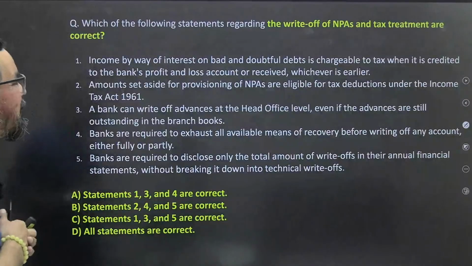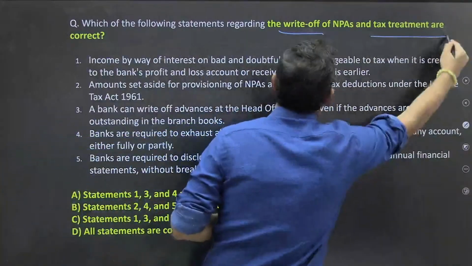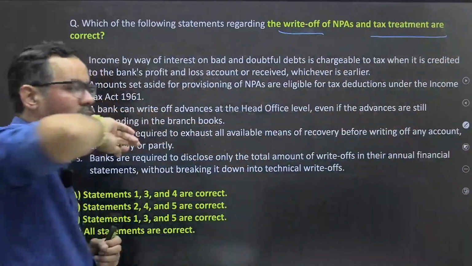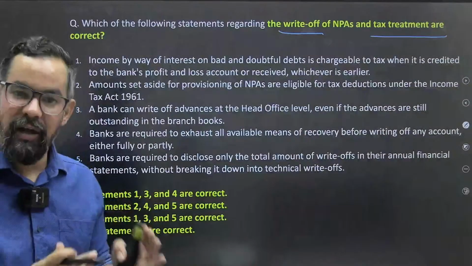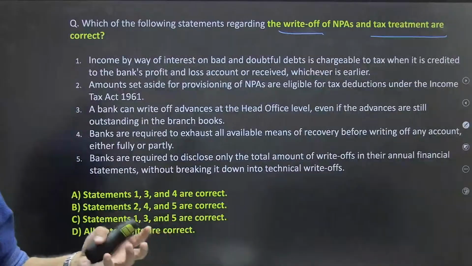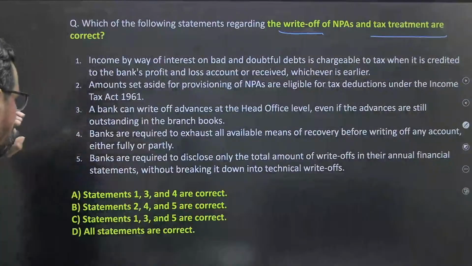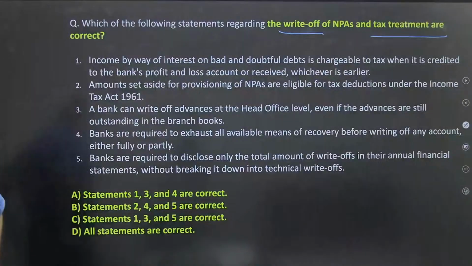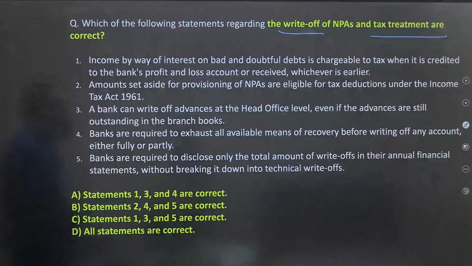Which of the following statements regarding the write-off of NPAs and tax treatment are correct? So written off of NPAs, this is not part of your introduction topic, but when it comes to the asset classification or asset areas, it is part of that one also. ठीक है? So anyone who wants to comment on this particular one, बोलेंगे कुछ guys, yes or no? नहीं बोलेंगे आज बिल्कुल भी, ठीक है? चलो. So first statement आपका, ठीक है?